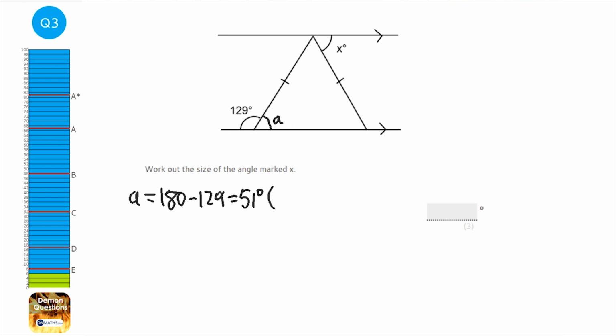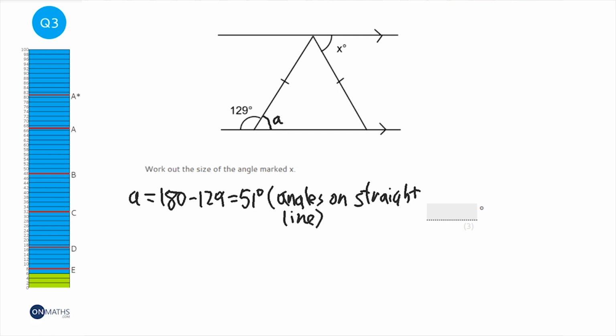And that's because it's angles on a straight line adds to 180 degrees. Okay, so the next one I can work out is angle B. So B also equals 51 degrees because it's an isosceles triangle.